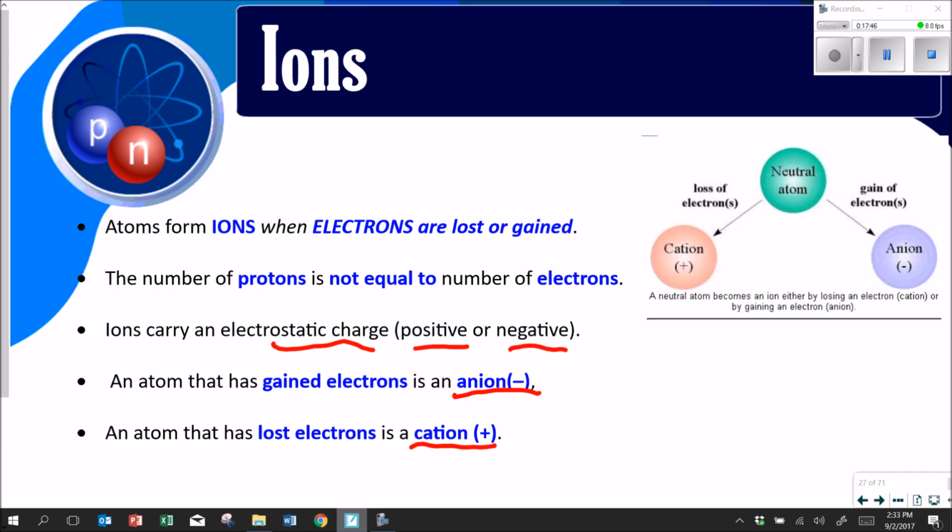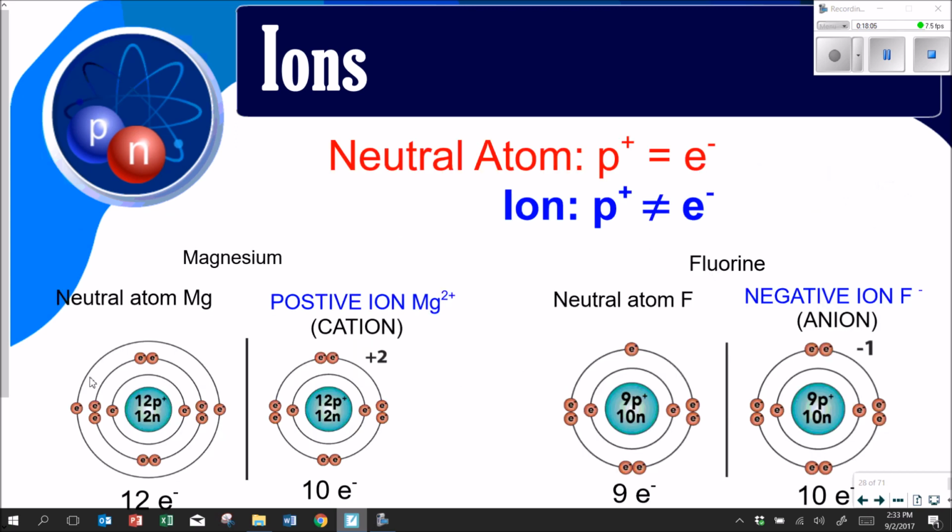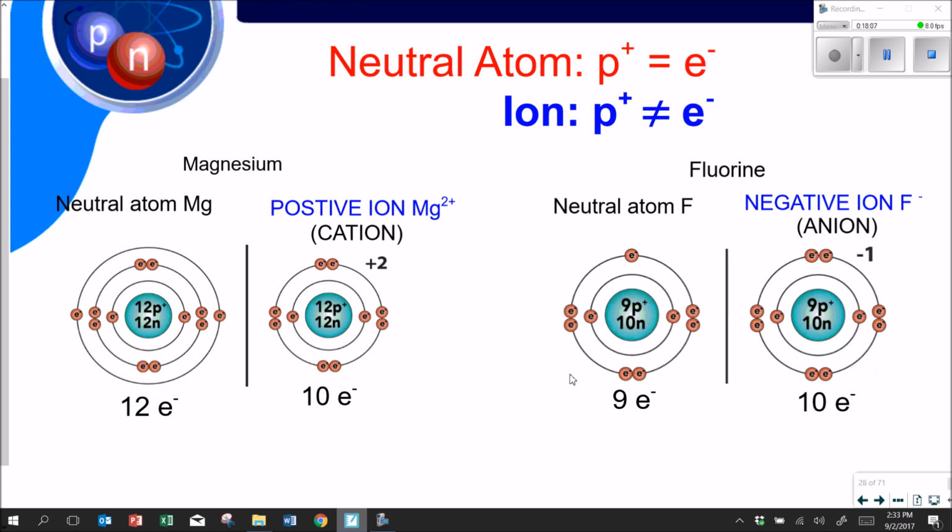How you can remember that is the N in anion can stand for negative, and the T in cation can look like a plus, and that's the positive ion. Let's look at a couple of examples. The element magnesium forms a positive ion. So let's take a look at neutral magnesium over here. It has 12 protons and 12 electrons with an overall charge of 0. So we have our neutral atom.